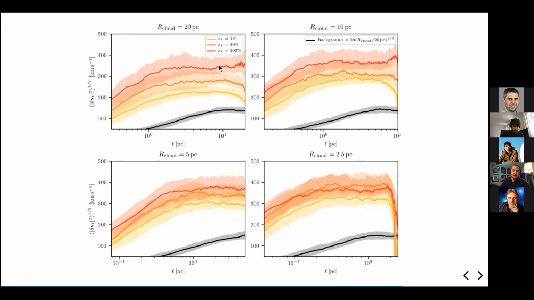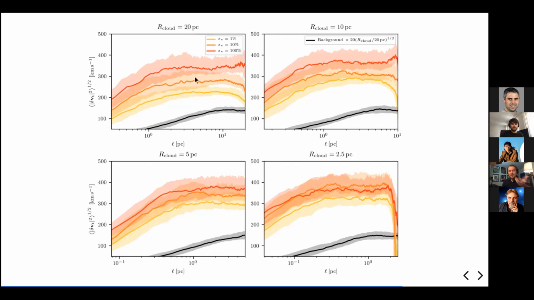And I'm showing this for the 20 parsec cloud, 10, 5, and 2.5. These are the different sizes of clouds that we're showing. The velocity scale itself doesn't change that much with the strength of the wind. So I'm varying the strength of the wind by 2 orders of magnitude, but the velocity only changes by a factor of 2. So this is probably linked to the structure of the inner shock. Don't have time to go into that, unfortunately.